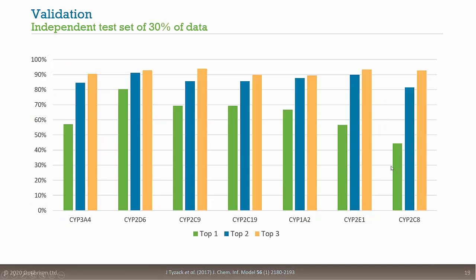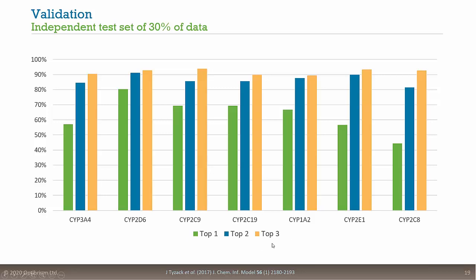And just to show you how this works, this is the validation result on an independent test set of over 30% of the full data set. All the details of these models are actually published in our 2017 paper by our former colleague John Tyzak and colleagues. And this is just a snapshot of the validation that we did, but this is showing the performance in terms of the top 3, top 2, and top 1 prediction.